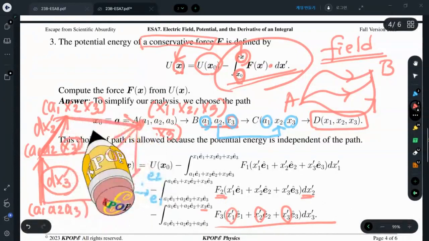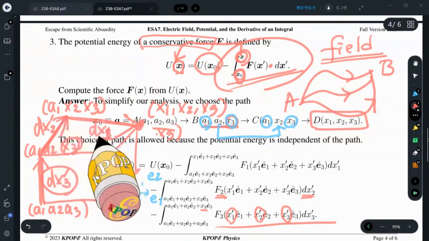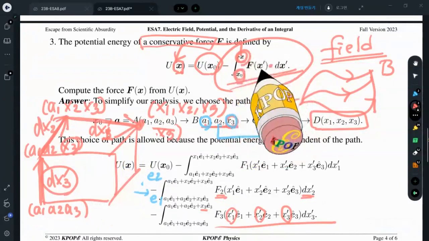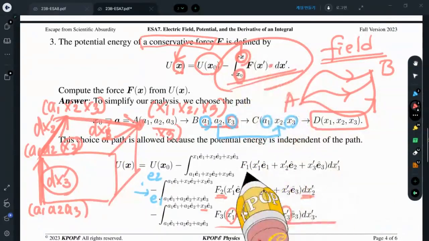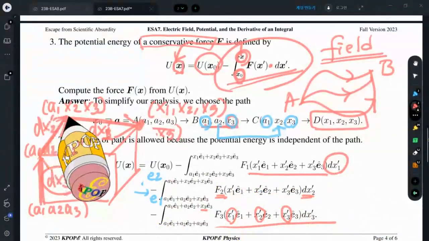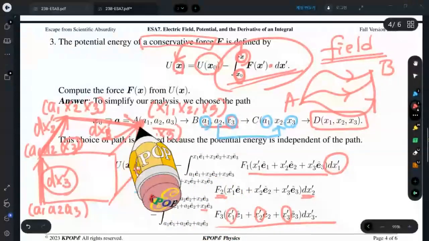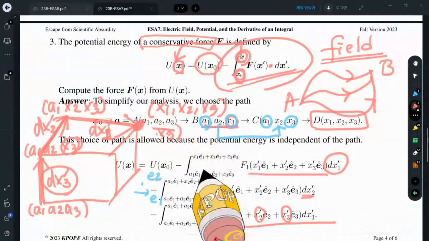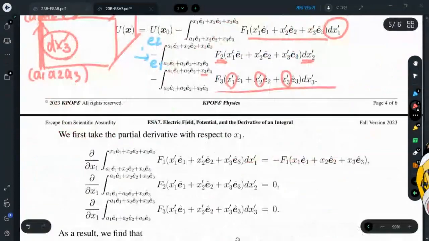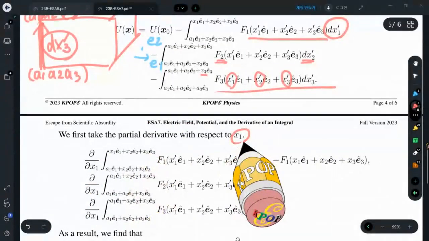And finally, this is the last path along the x-axis, dx1 prime. So dx1 prime collects the first component only. This is the dx1 integral from a1, x2, x3 to the end point, that is x1, x2, x3. Okay, using this expression, I can take the partial derivative with respect to x1.